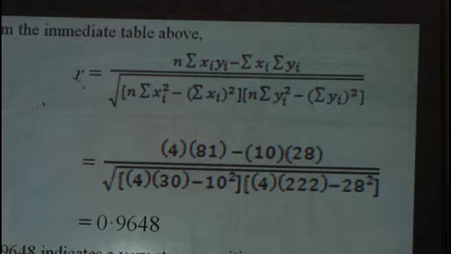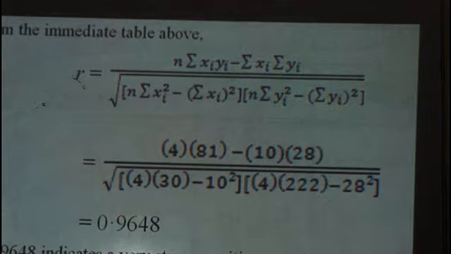Now what do you see? You see that the value of r here, that's the Pearson's product moment correlation coefficient, is 0.9648. And you can see that 0.9648 is positive. And besides it being positive, it is very close to 1, which will give us a perfect positive correlation.